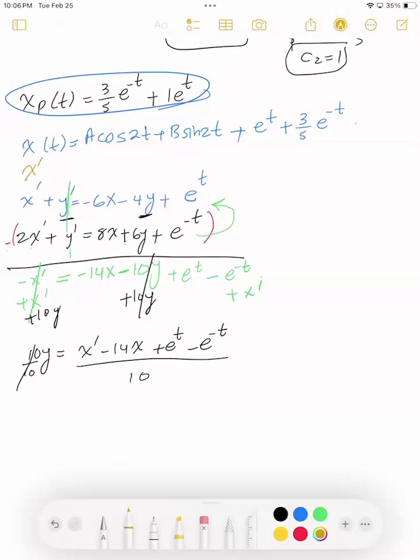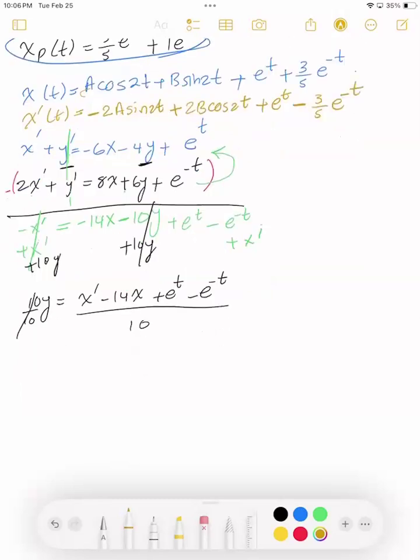X prime of t is equal to: the derivative of cosine is negative sine, and the derivative of the angle 2t is positive 2. So we get negative 2a sine of 2t, plus the derivative of sine is cosine of 2t, and the derivative of the angle is 2, so we get 2b cosine 2t. The derivative of e^t is e^t, and the derivative of negative 3/5 of e to the negative t is negative 3/5 of e to the negative t. So that's our x prime.